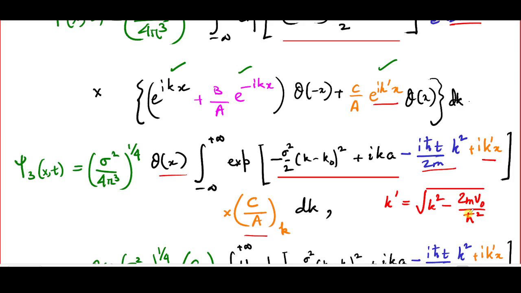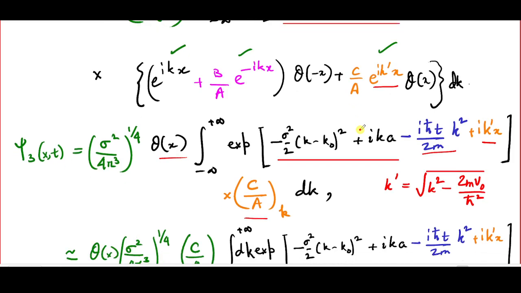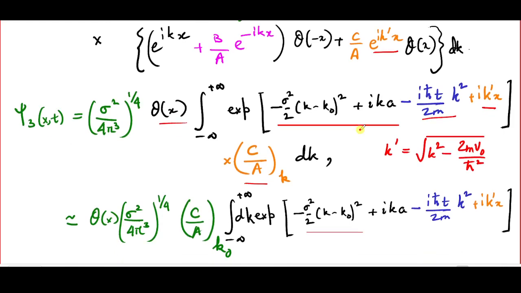Well, the first thing that we can do is tackle the issue of c by a being a function of k, and we tackle it in essentially the same way that we did for psi 2. Since the real part of this exponent here is just given by minus sigma squared by 2 times (k minus k0) whole squared, this tells us that as far as size is concerned, the integrand is peaked very, very sharply around k equal to k0 with a width of around 1 by sigma. And so what we can do is replace c by a at k by its value at k0, exactly what we did with b by a in our previous example. And we can then of course pull it out of the integral.